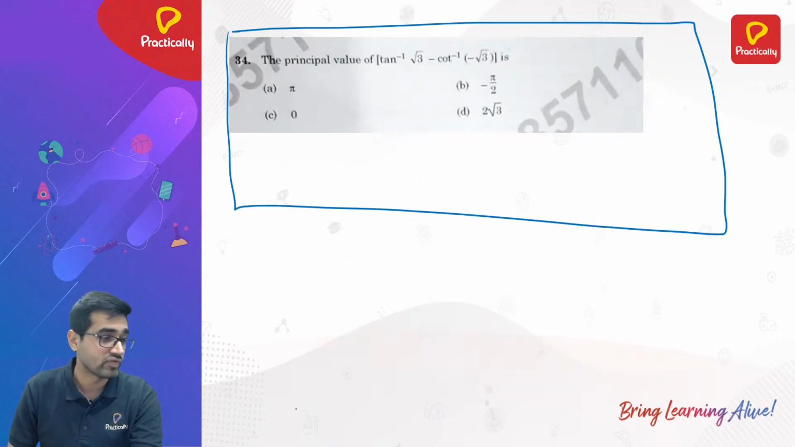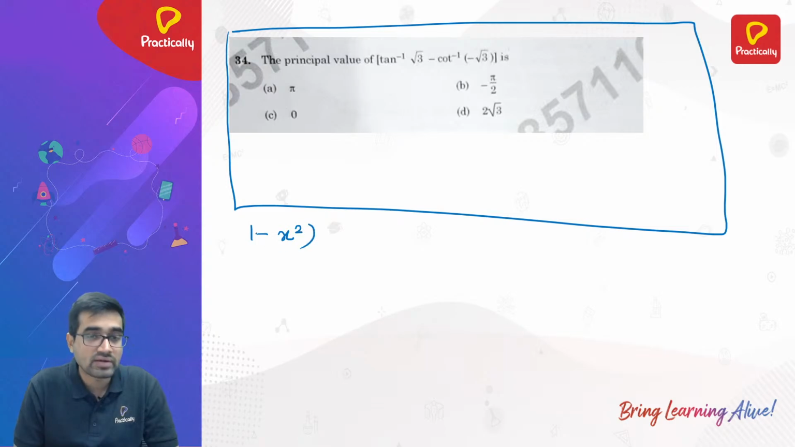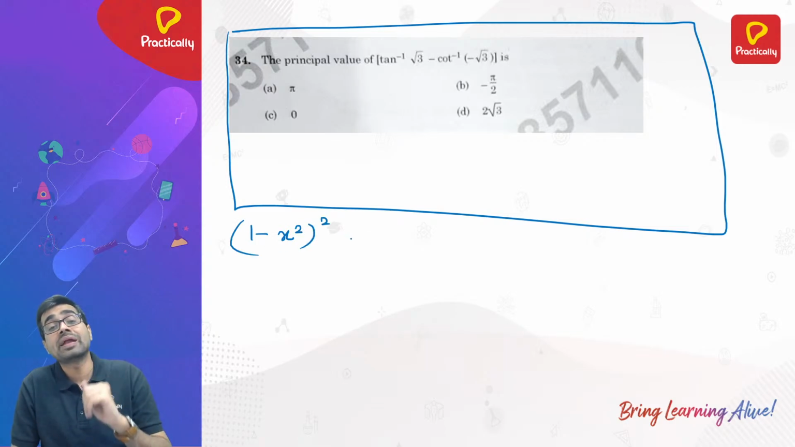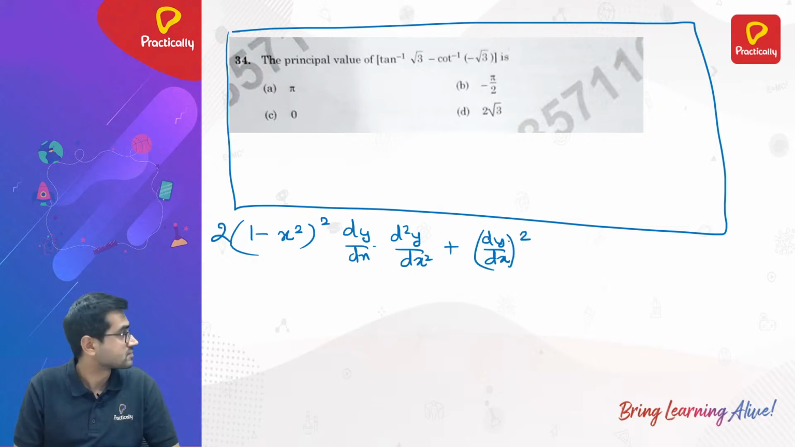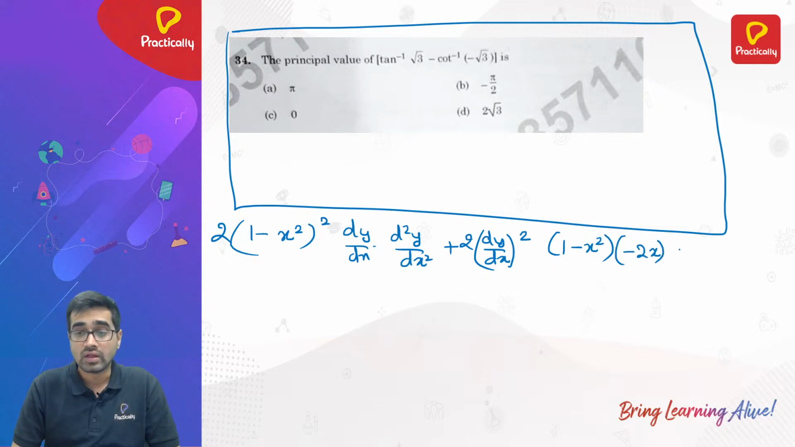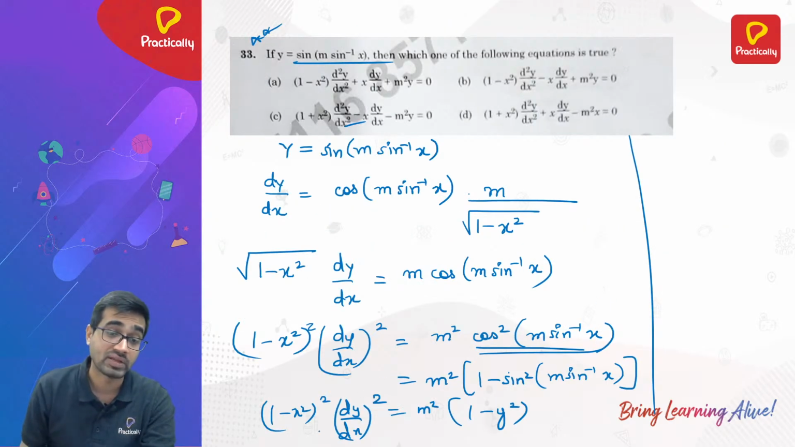So now you have to differentiate. 1 minus x square whole square. The differential of (dy by dx) whole square is nothing but 2 dy by dx times d2y by dx2, plus dy by dx whole square again. Now you will write (1 minus x square) whole square, so it will become 2 again, (1 minus x square), the differential of 1 minus x square is minus 2x, equals to... I have to go back, I don't remember, this much memory I don't have.